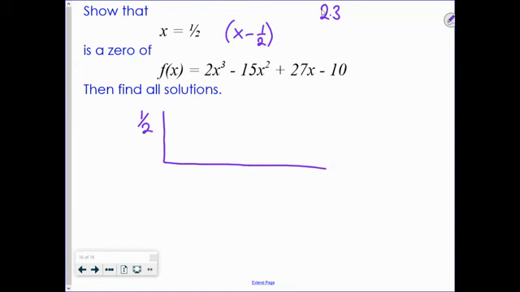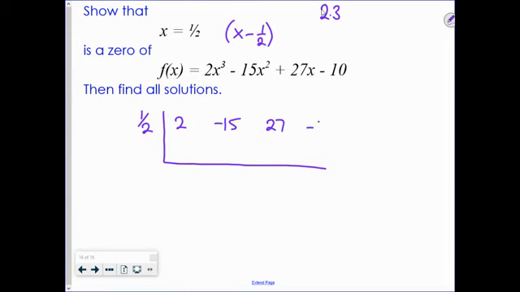Do we have any missing powers? No, we've got x cubed, x squared, x to the power 1, and a constant. Nothing's missing. So just put in your coefficients: 2, minus 15, 27, and minus 10.